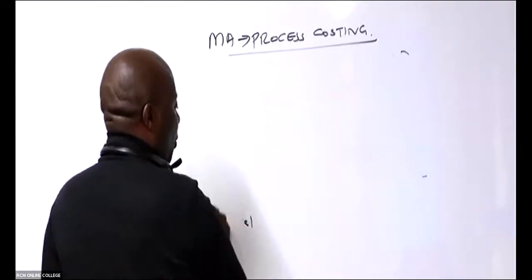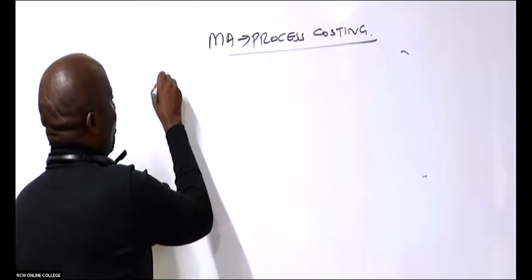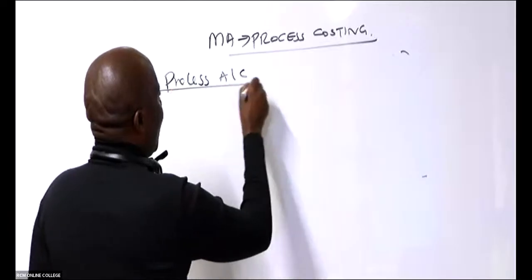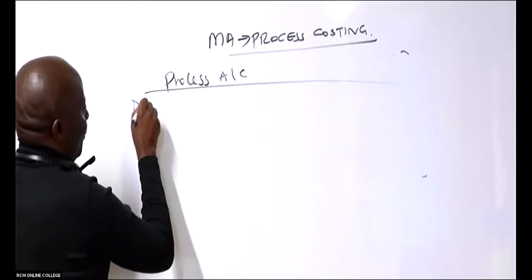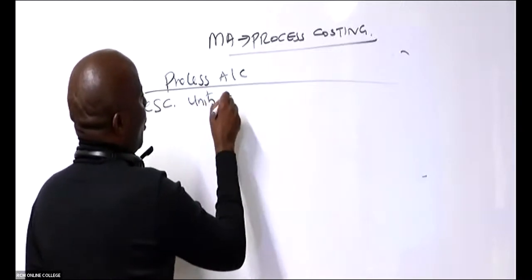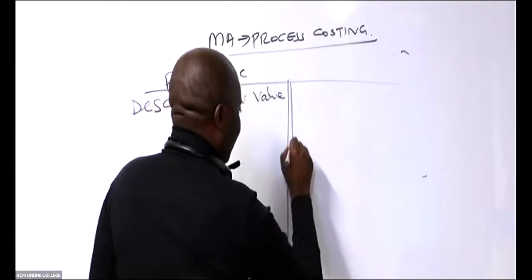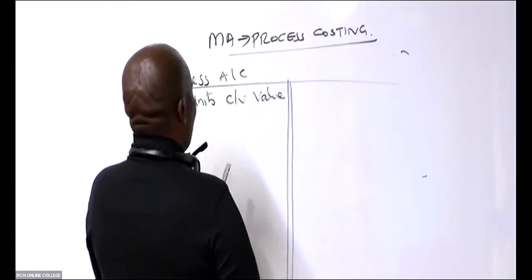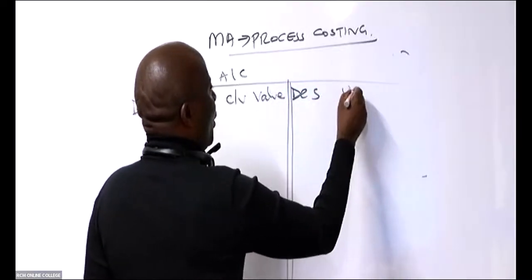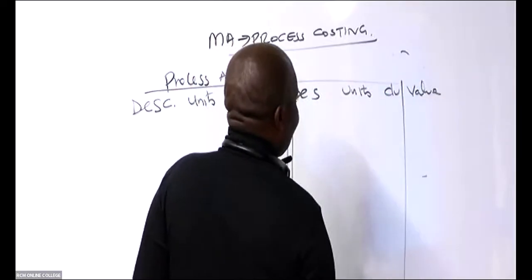And this is how our process account will look. So we have description, process account. We have description, units, cost per unit, and the value.